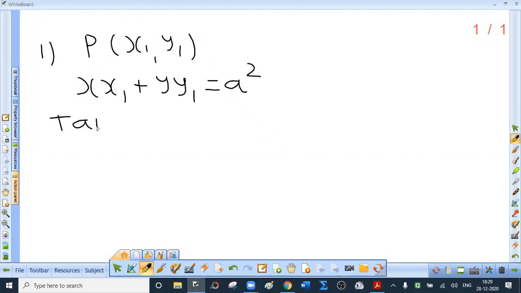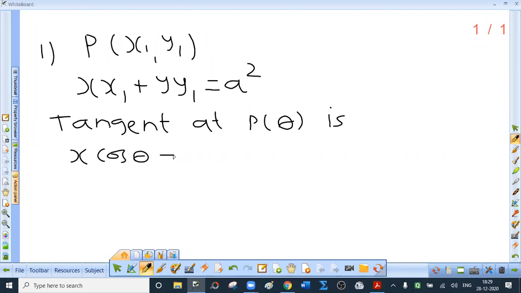Next line, the tangent at P(θ) is x cos θ + y sin θ = a.